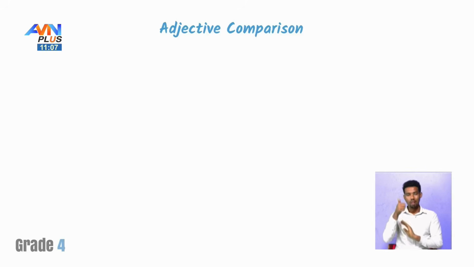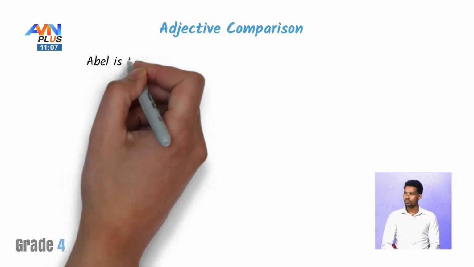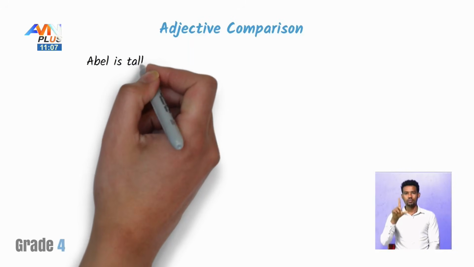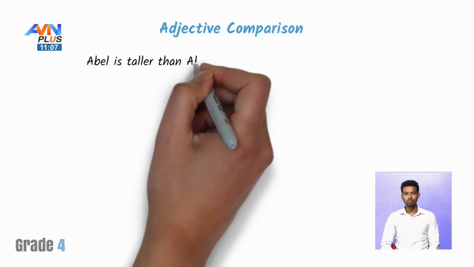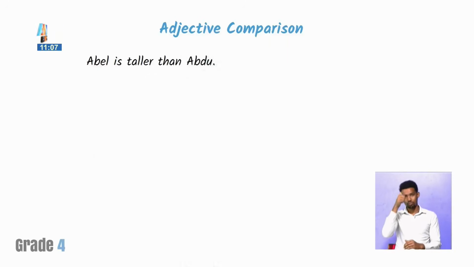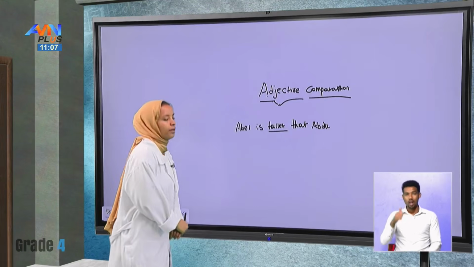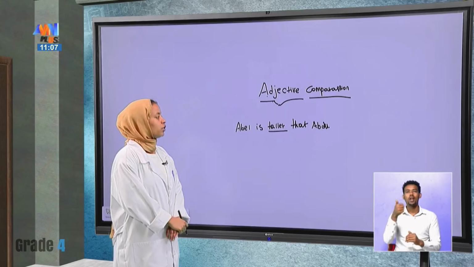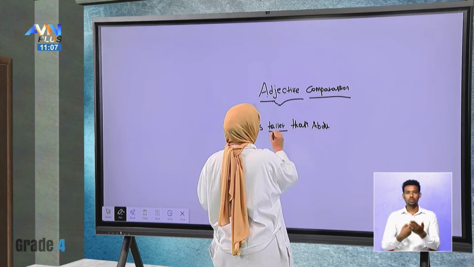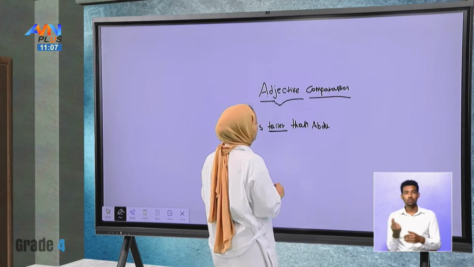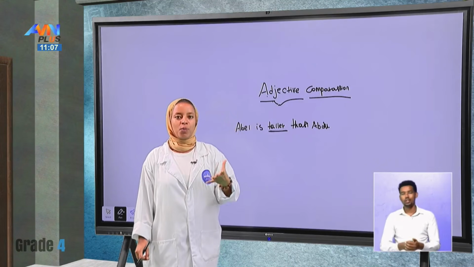Abel is taller. Here is Zan. Abdu. Look, students. Abel is taller than Abdu. Abel is taller than Abdu. When we use er, we easily add what? Than. Because this is comparing how many things?